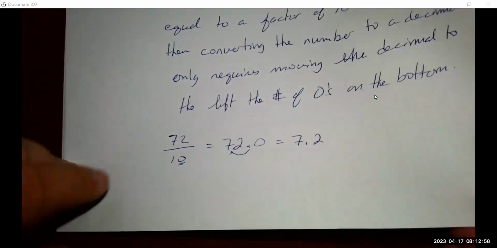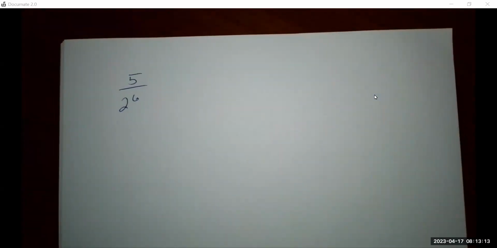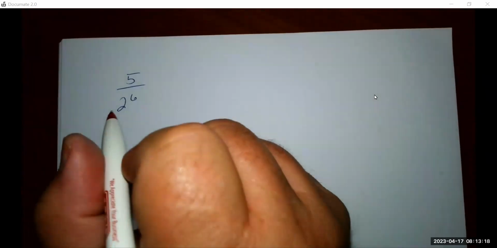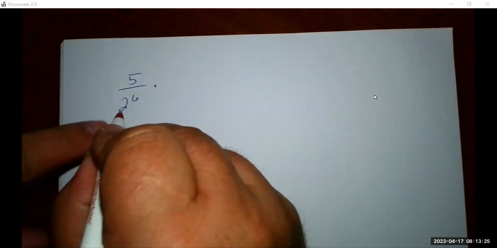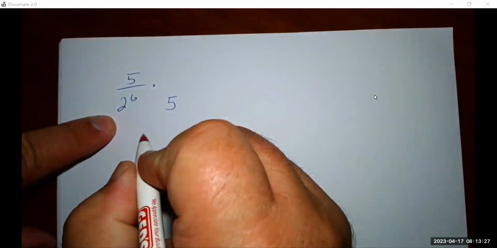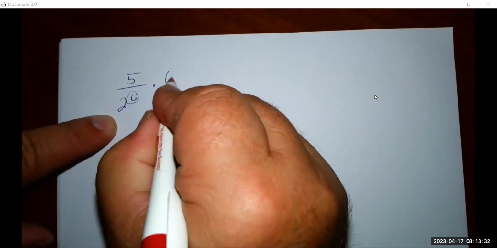All right, so what if we had 2 to the 6 on the bottom? Remember, we want the bottom to be a power of 10. So we have to figure out what we have to multiply to the bottom to make it equal to 10. 2 times 5. How many 5s do we need? Well, we have 6 2s, so we need 6 5s.